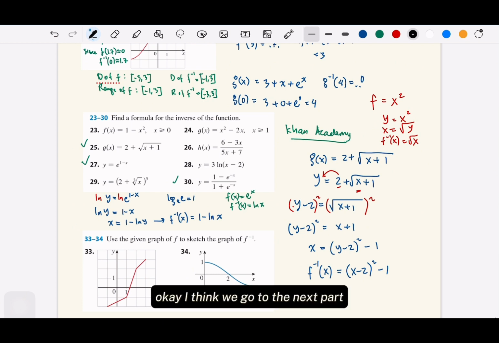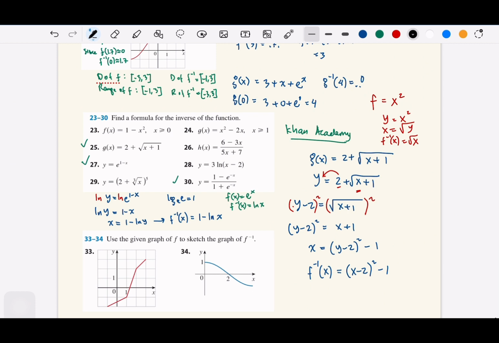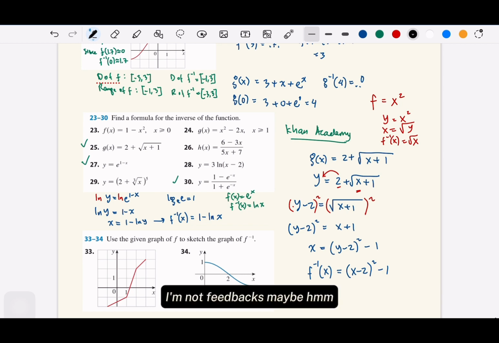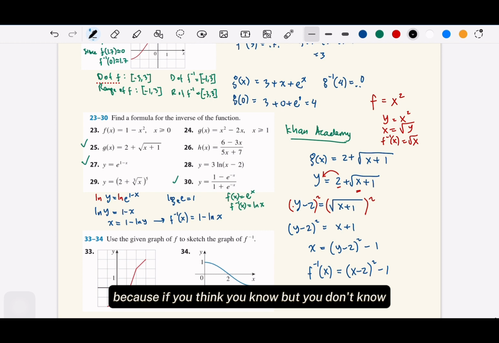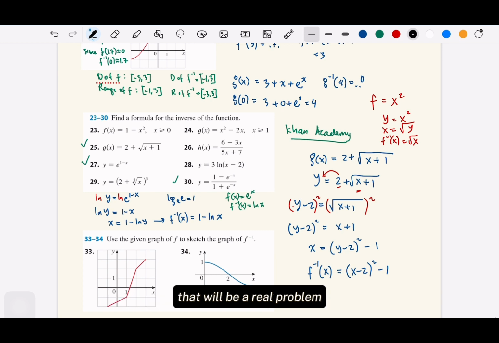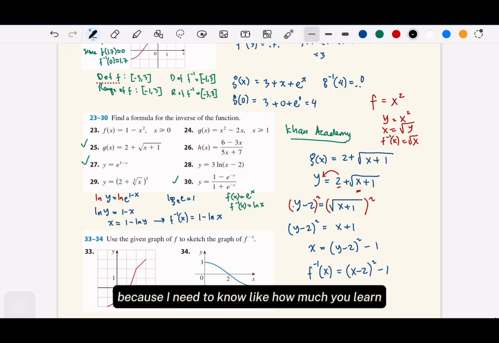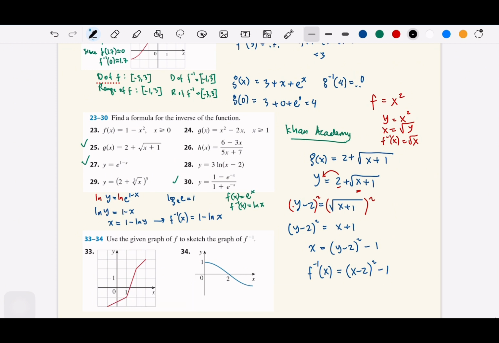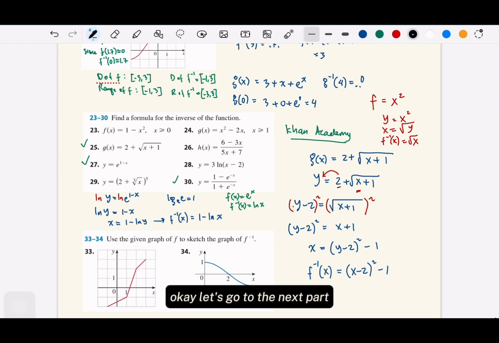Okay, I think we go to the next part. Do you have any feedback? Not feedback, maybe if you feel you are confused on some part, let me know immediately. Because if you think you know, but you don't know, that will be a real problem. A real problem for you, I mean. Because I need to know how much you learn. Okay, let's move to the next part.